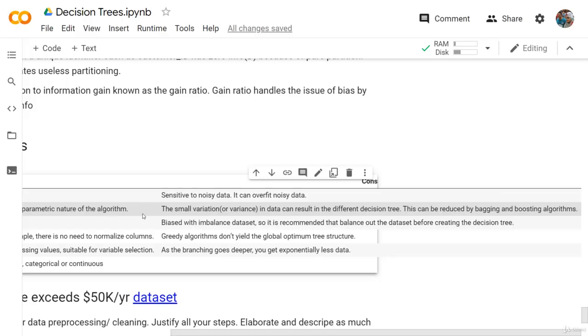Finally, the most important problem, or the most challenging problem, in the decision tree is that as the branching goes deeper, so as we increase the branching or increase the depth, you will get exponentially less data. And at the same time, the running time for the algorithm will increase exponentially. So this is a very serious problem with the decision tree, and we solve these problems in different ways. We solve them by using ensemble learning. We solve them by trying to pre-process the data to avoid noisy data and outliers, and we try to use pruning, pre-pruning, and post-pruning.